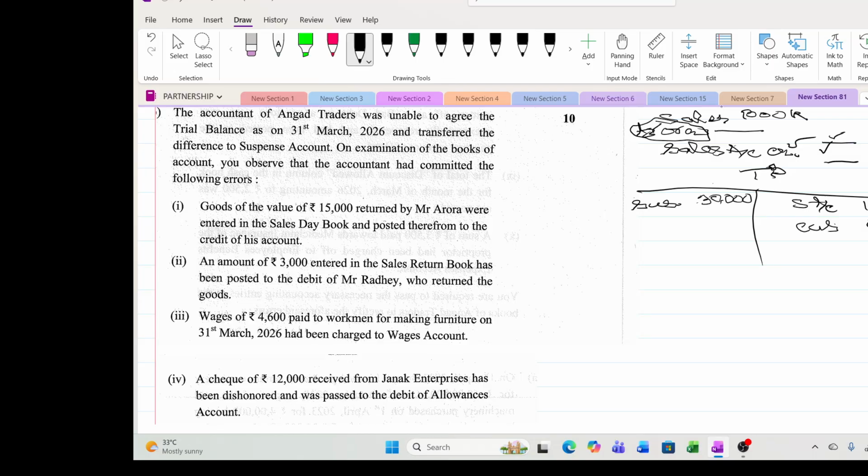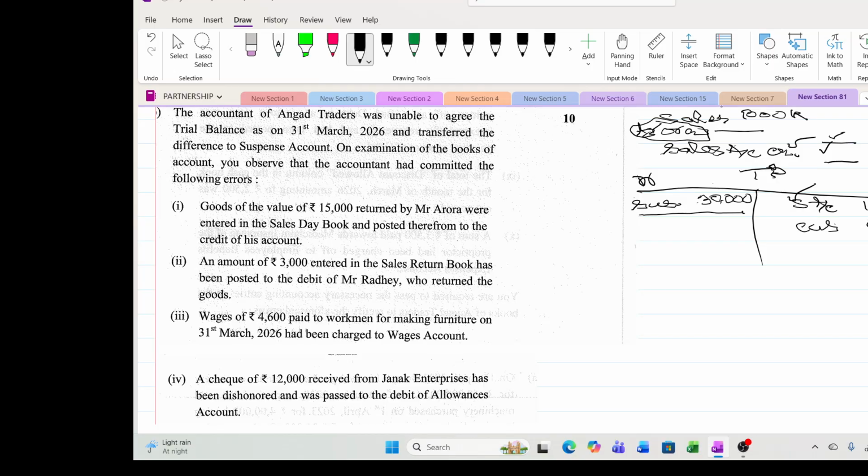So now we have to rectify the error. So what should we do? This suspense account is on the debit side, so we have to credit this. And what is the actual entry? Sales return is to be debited with 15,000, and in this wrong entry, customer is credited. Okay. So this is correct.